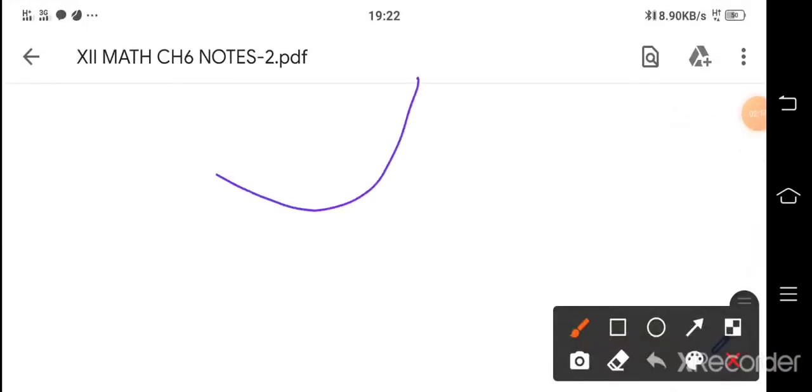Remember, this is a very, very important thing which I am telling you now. See, this is the curve, and this point P is the point (x1, y1).